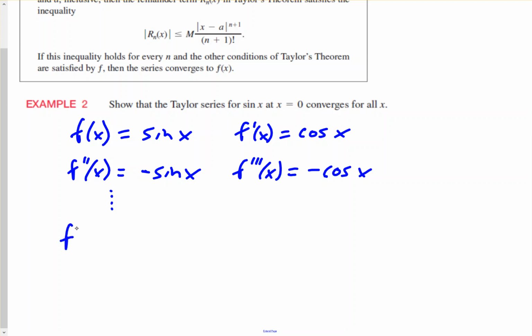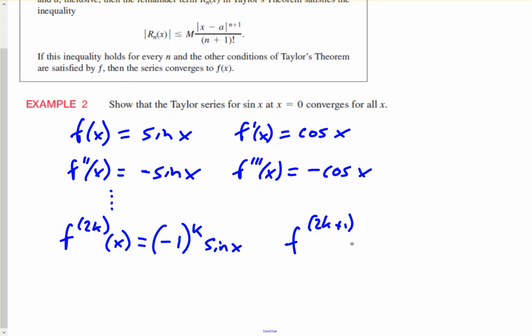So we would say f, and we have an even number there for the derivative. Every even derivative is going to alternate between a positive sign, negative sign. So basically we're going to have negative 1 to the k times sine x. And then every odd derivative, first derivative, third derivative, they're going to alternate signs between cosine x and negative cosine x. So we would say f to the 2k plus 1 of x is going to alternate between negative cosine and positive cosine.